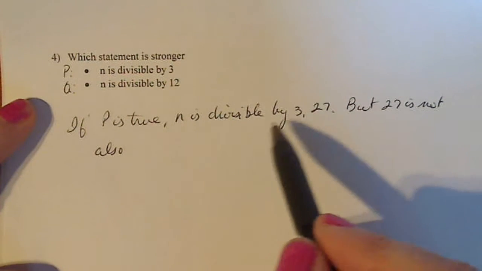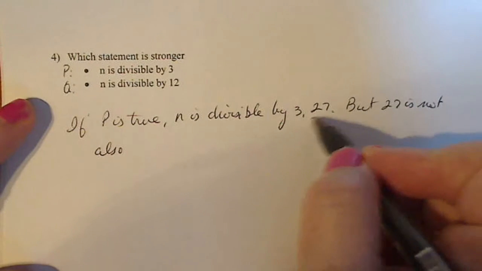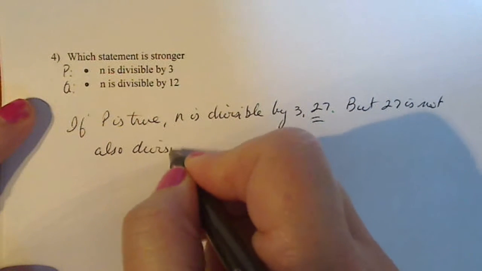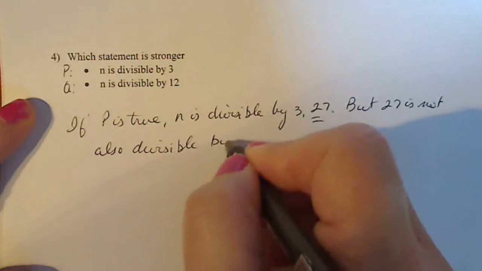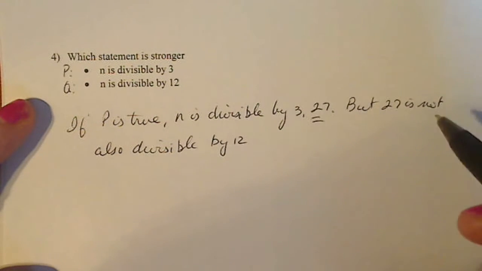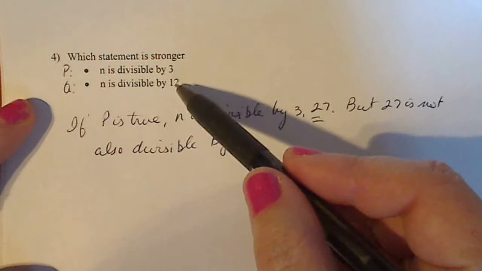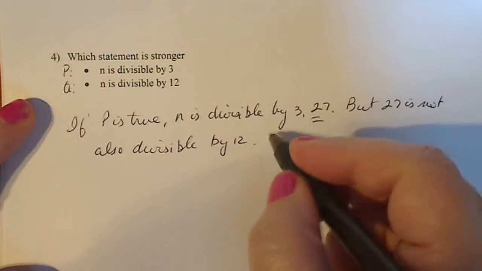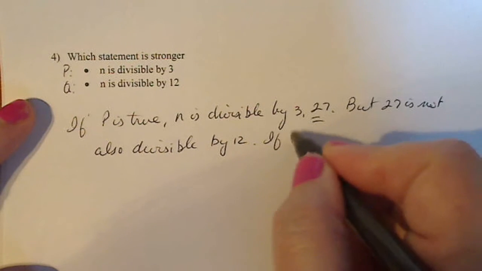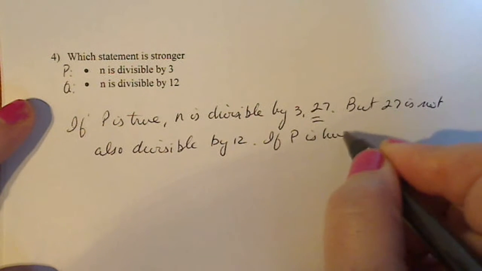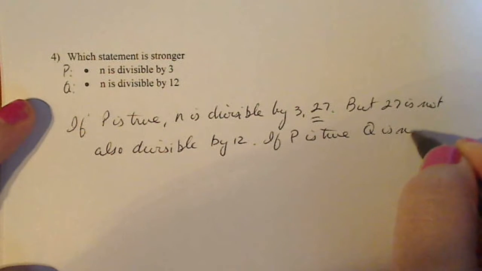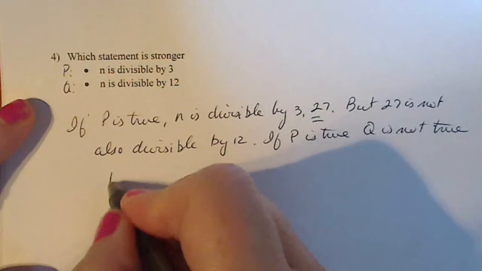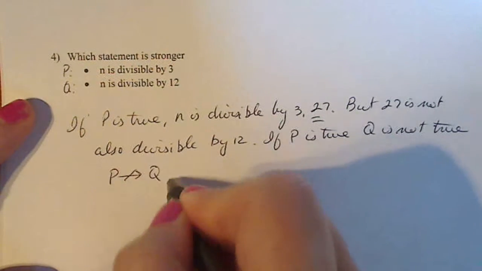So if P is true, N is divisible by 3, say the number 27, but 27 is not also divisible by 12. So here's one example: I have a number that is not divisible by 12 even though it's divisible by 3. So as a counterexample, I can say if P is true, Q is not automatically true. So P does not imply Q.